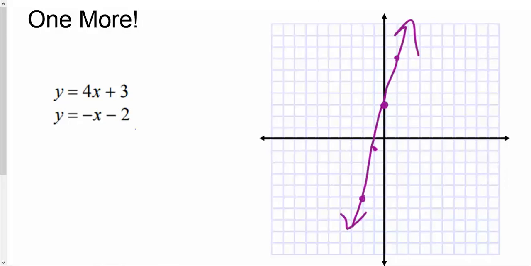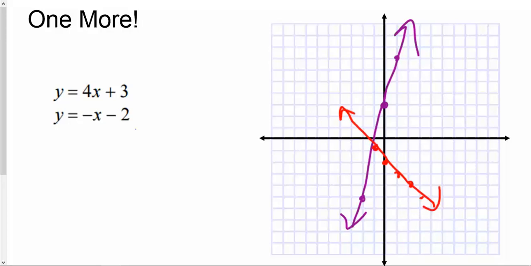It's a sketch. And then for our other one, we're going to start at -2, and then we have a slope of -1. So we're going to go down 1, right 1, down 1, right 1, down 1, right 1, or up 1, left 1.